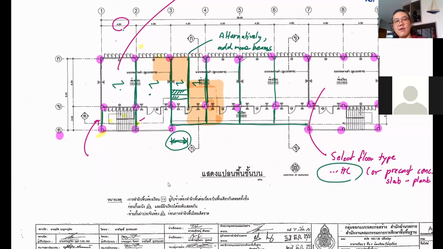Okay, so now I think perhaps for ease of your work, I would suggest that you don't need to do the alternative. You don't need to have this beam. So you just design this beam, and this beam will be fully braced by the floor.